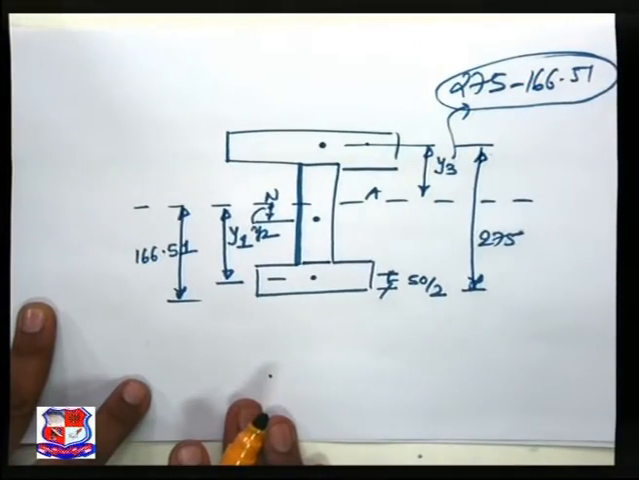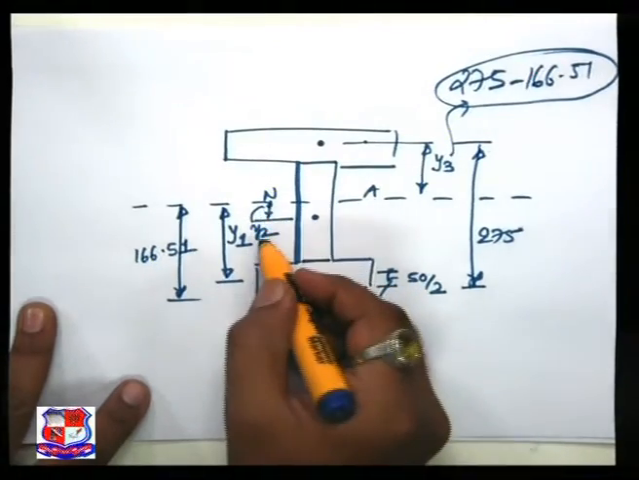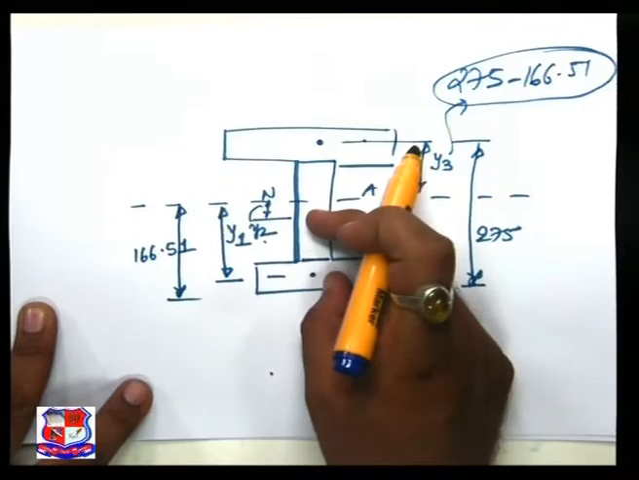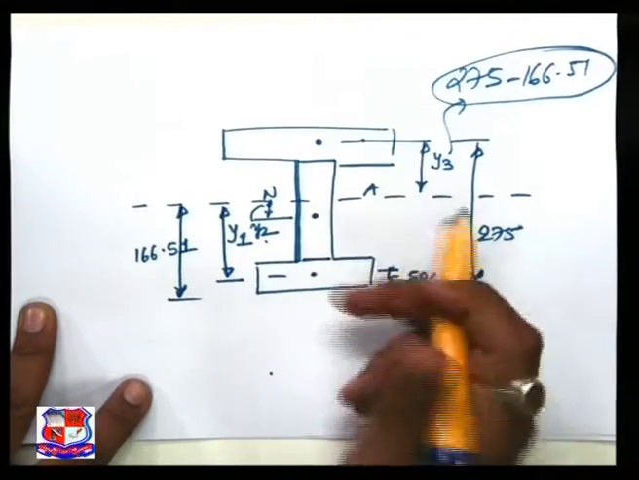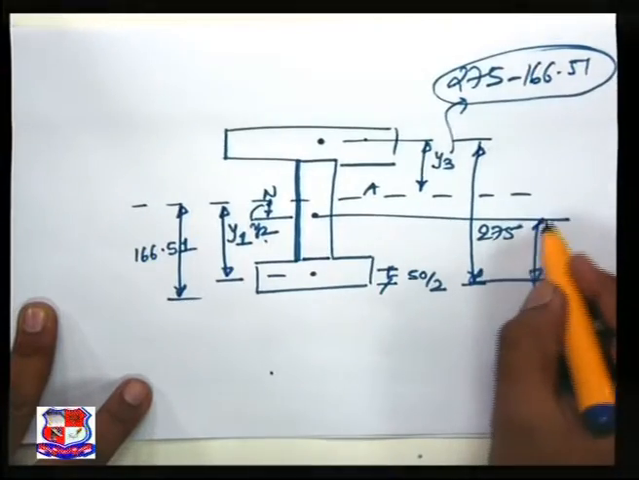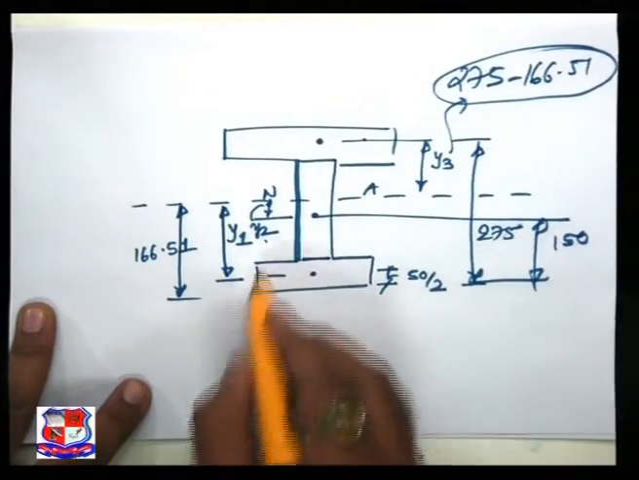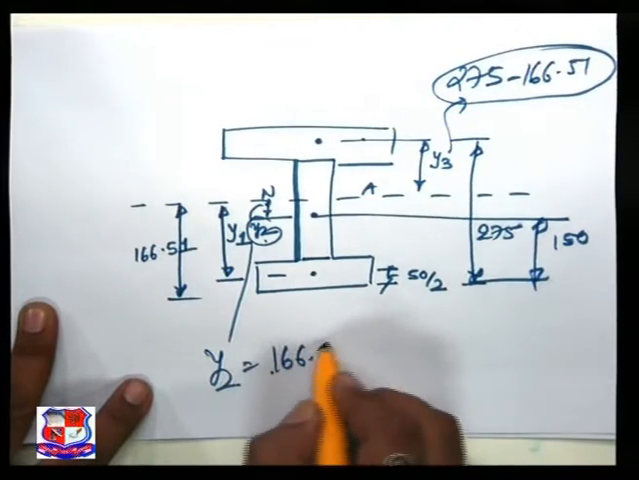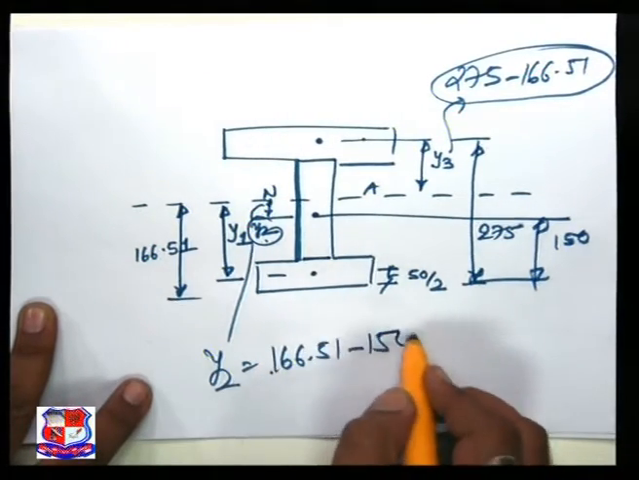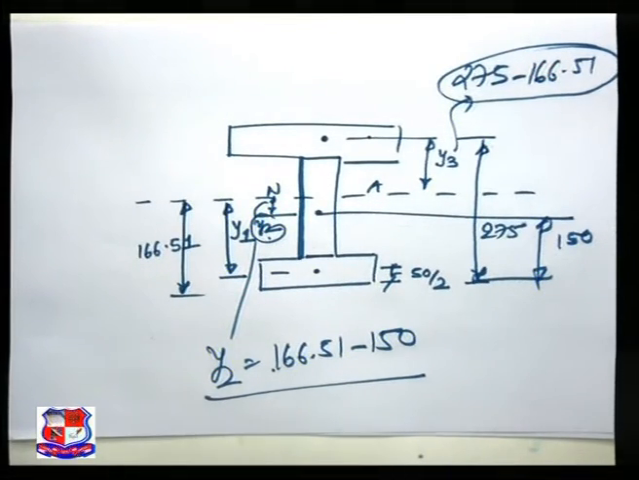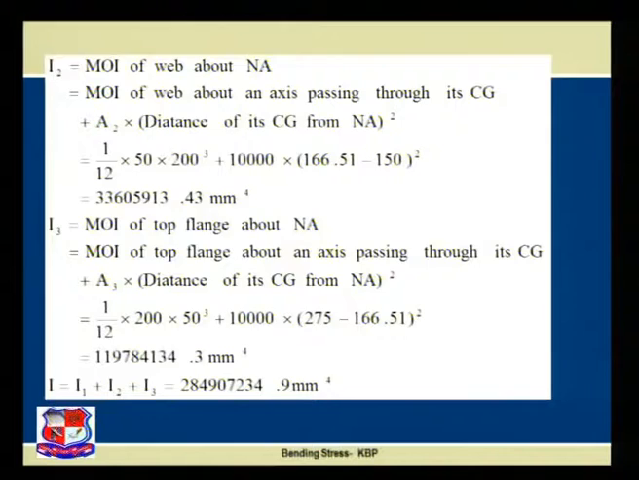I think you have understood this one very well. And this y2 will be found out by 166.51 minus this distance, the available distance to you, that is 150. So this y2 is equal to 166.51 minus 150. Very simple. So now let us go ahead.